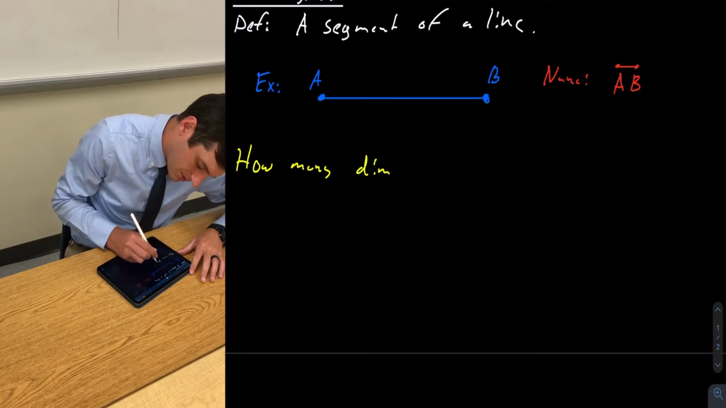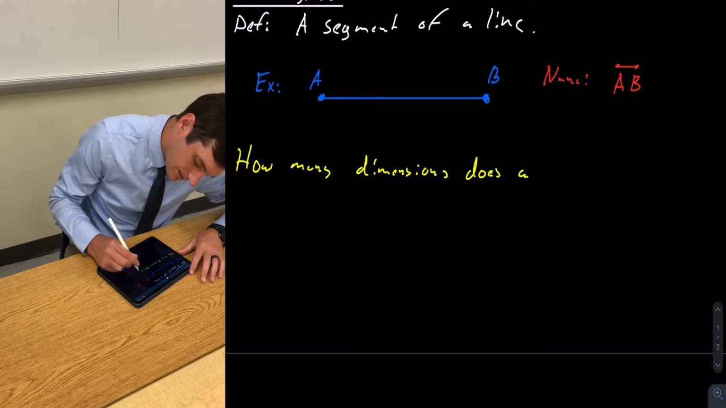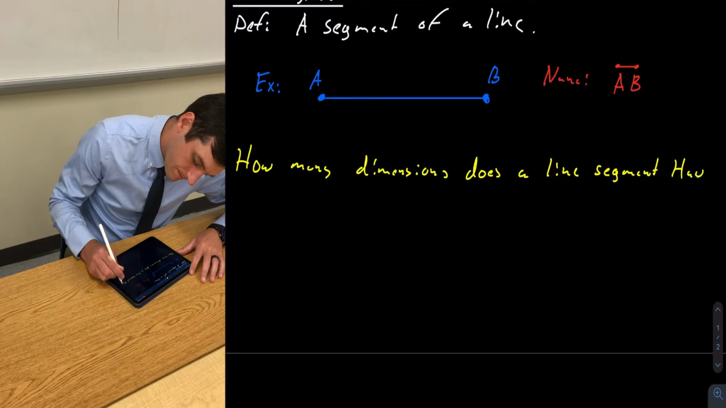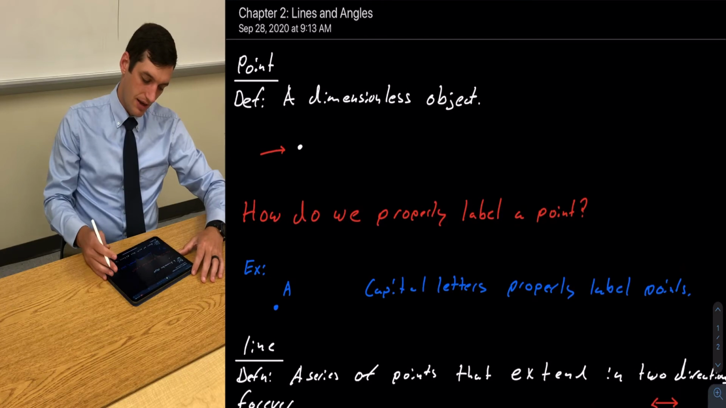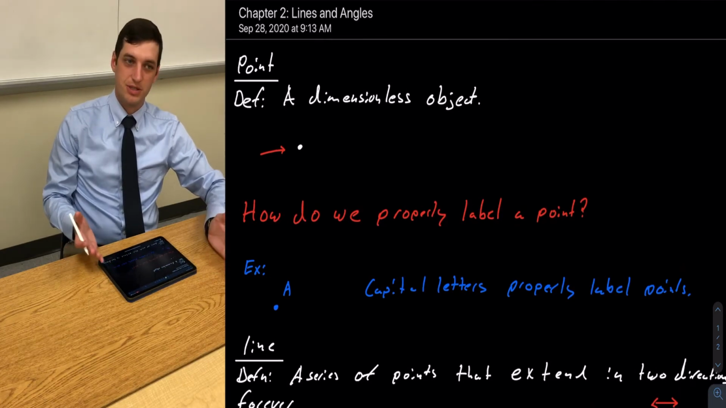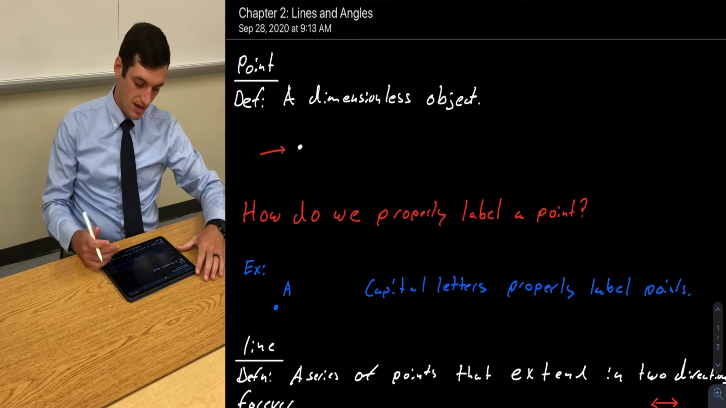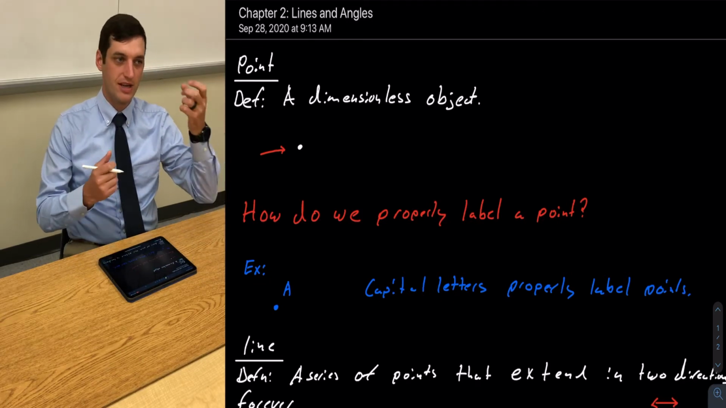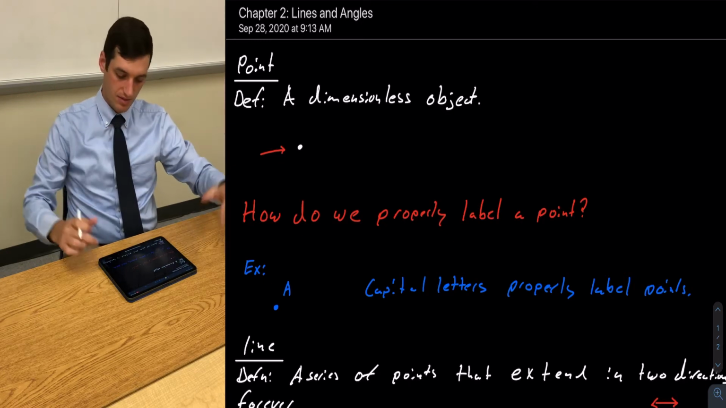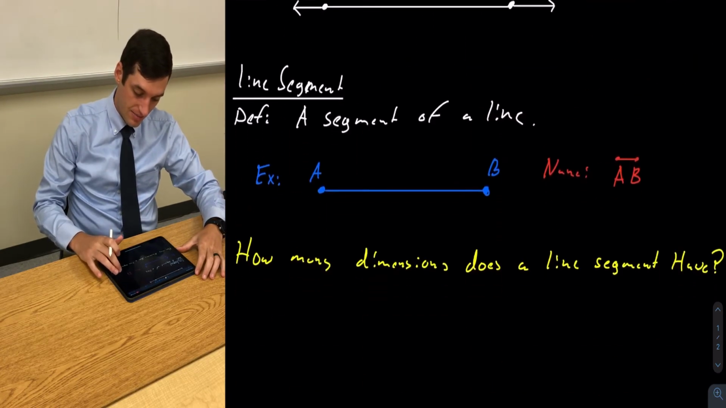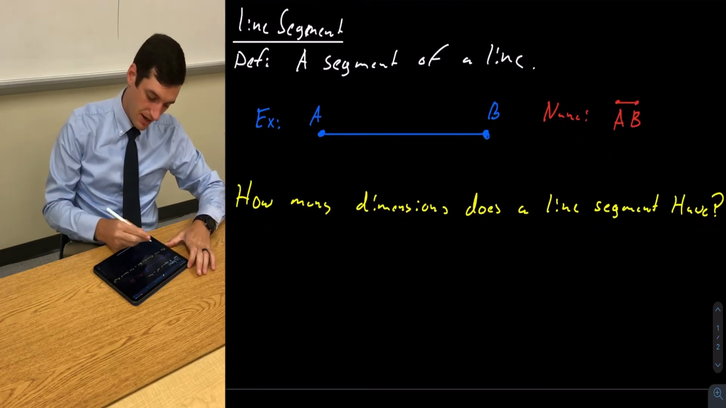How many dimensions does a line segment have? So we go up to the top. If we were going to say dimensionless, it's the same as saying 0 dimensions. A point has 0 dimensions, and now we've taken 2 0-dimensional objects and connected them. And that actually creates a dimension. So how many dimensions does a line segment have? Well, 1 dimension.